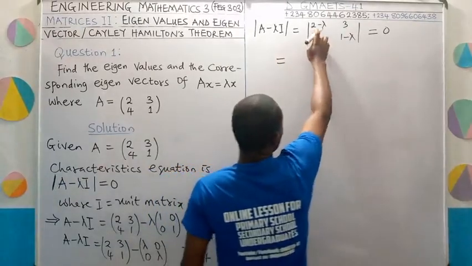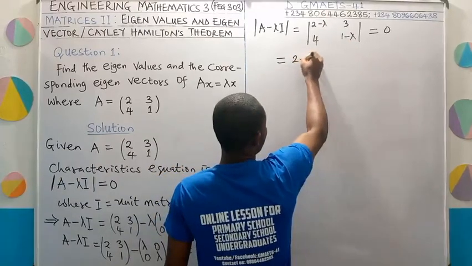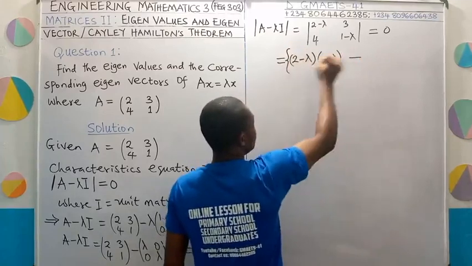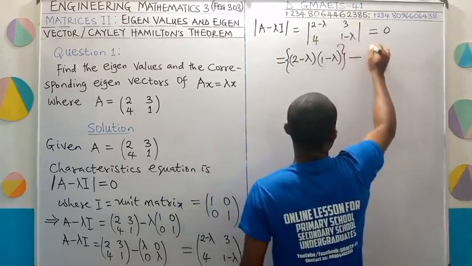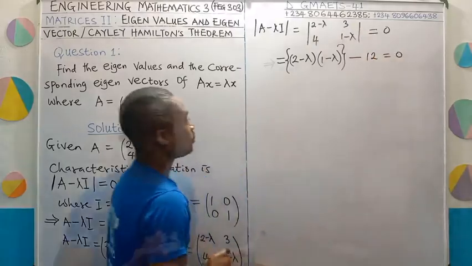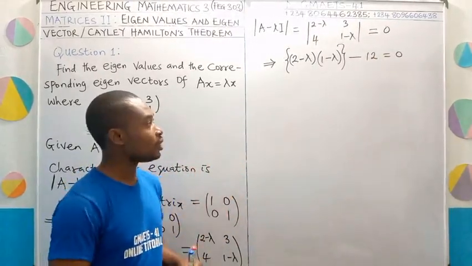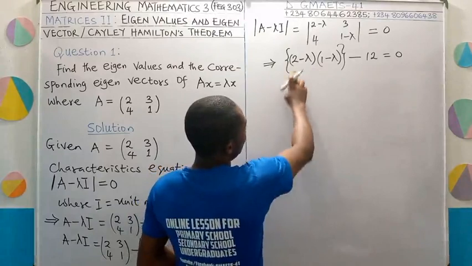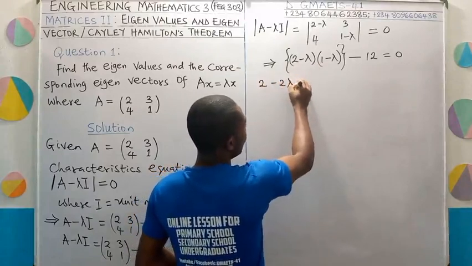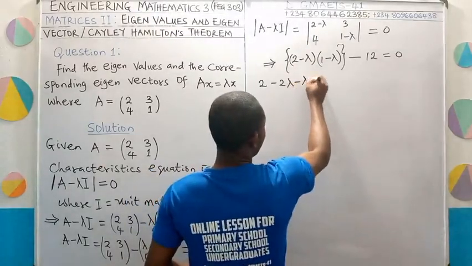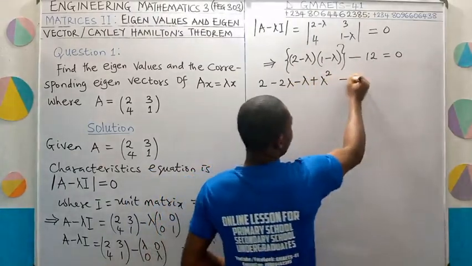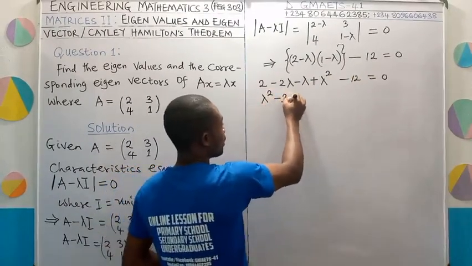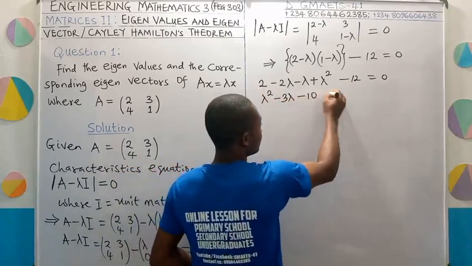This is going to be equal to (2 minus lambda) times (1 minus lambda), minus this times this, which will give us 12. Make it equal to 0. All that is now left for us is to solve this equation, and I will be pretty fast in doing that. Let us expand this term. If we expand this, we are going to get 2 times 1 giving us 2, and then minus 2 lambda, and then minus lambda plus lambda squared, then minus 12 equal to 0. This eventually will give us lambda squared minus 3 lambda, 2 minus 12 will give us minus 10, equal to 0.